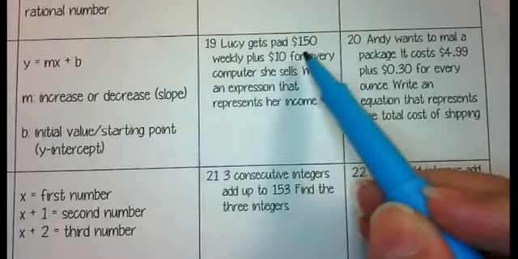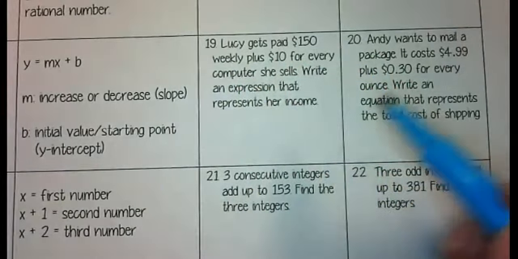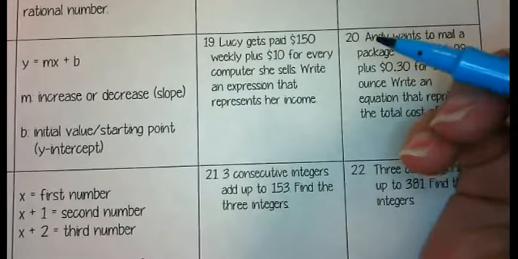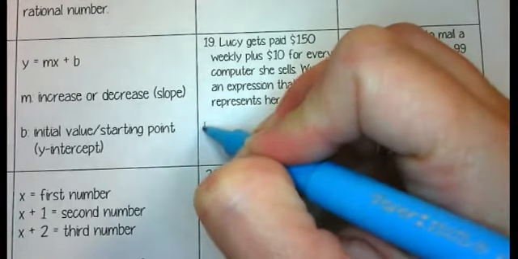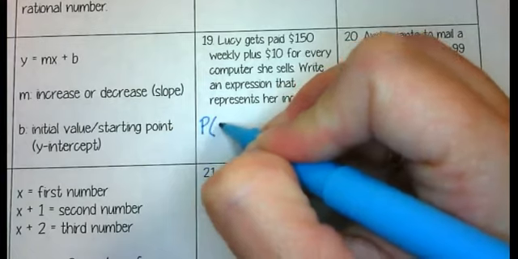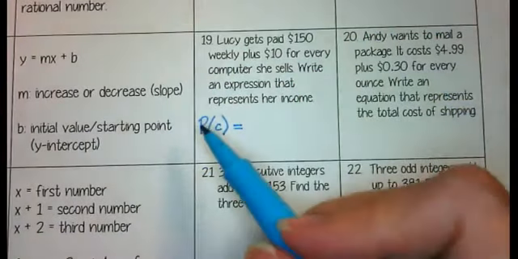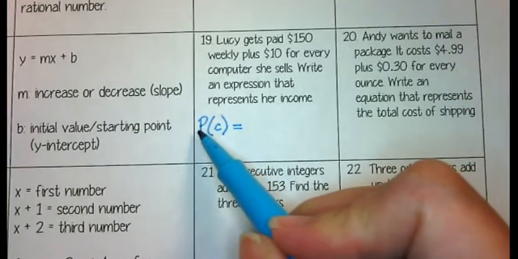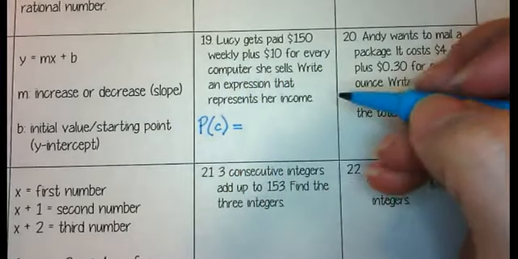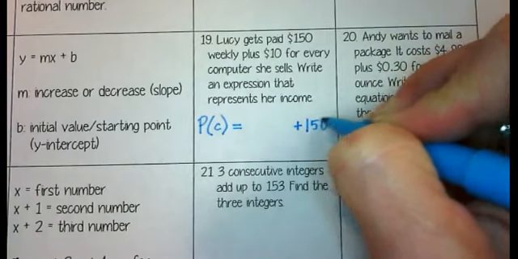Number 19, Lucy gets paid $150 weekly plus $10 for every computer she sells. Write an expression that represents her income. So I'm going to say that Lucy's pay depends on the number of computers that she sells. So I'm going to use function notation here. This is telling me that Lucy's pay depends on how many computers she sells. And from the information, we know that she is going to get initially $150.